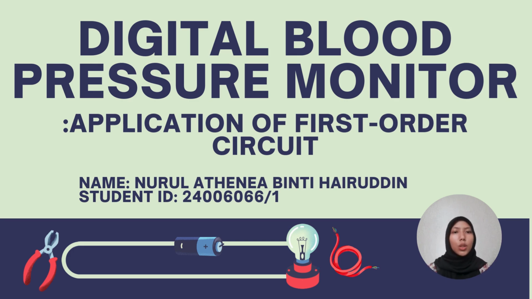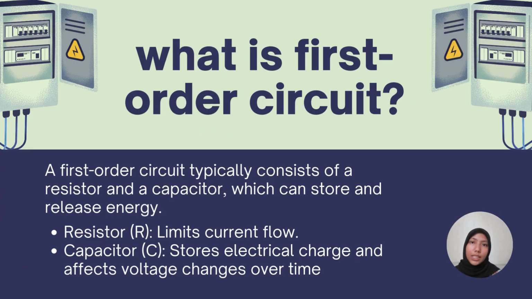Today I will be presenting about digital blood pressure monitor application of first order circuit. So what is first order circuit? A first order circuit typically consists of a resistor and a capacitor, which can store and release energy. There are two main components in the circuit: the resistor, which is used to limit the current flow, and the capacitor, which is used to store electrical charge and affects voltage change over time.